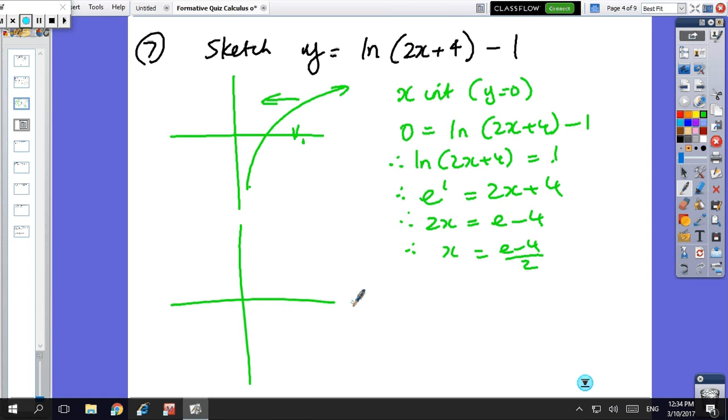Okay, so if you wanted to have a look, this number here, e minus 4 over 2, let's just approximate what it looks like. I can get my calculator out. So e to the 1 minus 4, divided by 2. Okay, so it's approximately minus 0.6. So it's definitely a negative number. Okay, so it's going to go up like that. Oh, change colour.